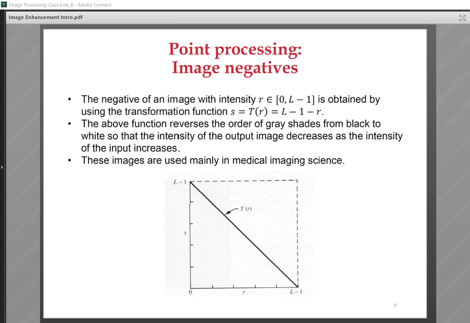The above function reverses the order of gray shades from black to white, so that the intensity of the output image decreases as the intensity of the input image increases, dark to bright and vice versa. These images are used mainly in medical imaging science, in X-rays, in CTs, etc.